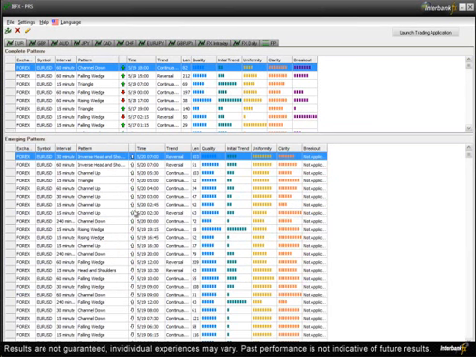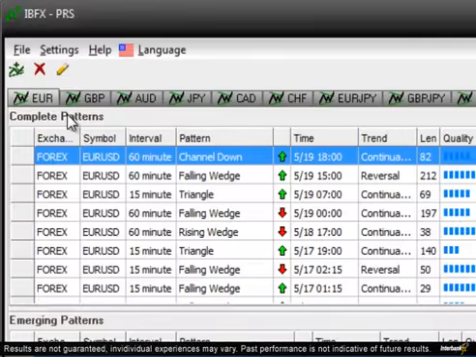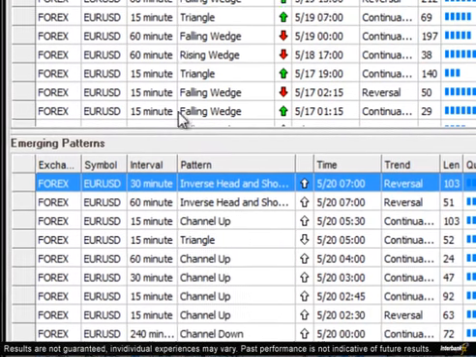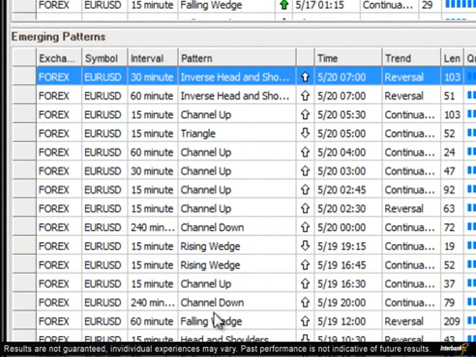For those of you that are unfamiliar with the PRS, complete pattern alerts are those patterns which have not only developed but have also triggered because price has broken either the support or resistance level of the pattern. While emerging patterns are a little bit more proactive. The pattern is still developing, prices are still trading within the support and resistance, within the range of the pattern.